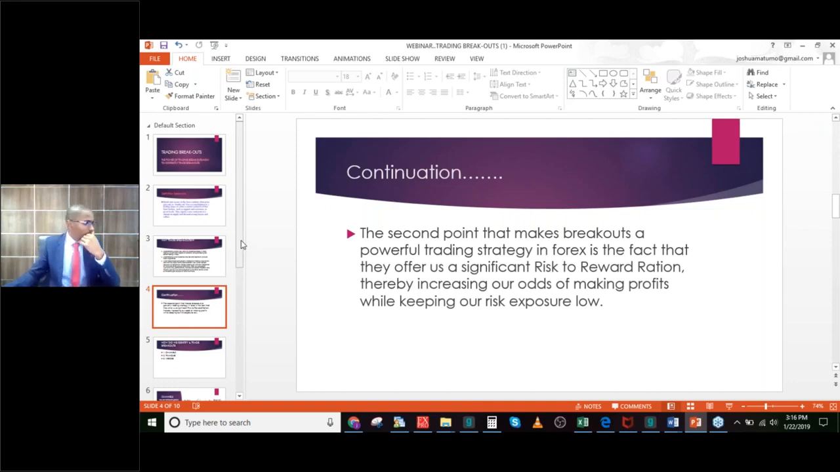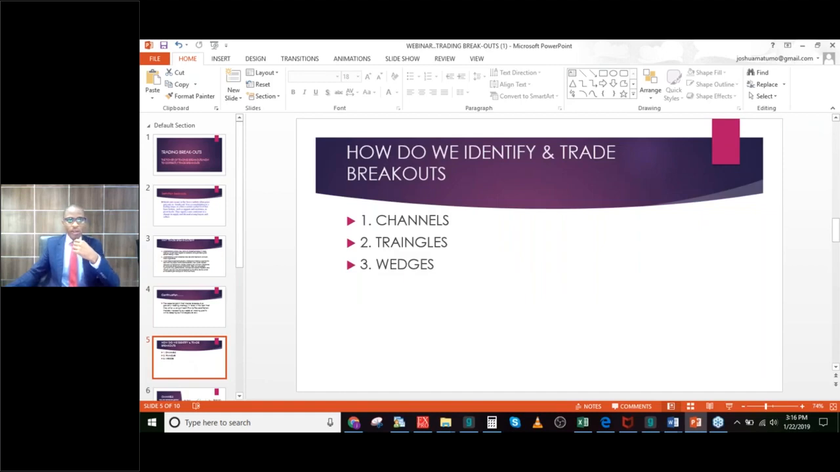Moving forward, we're going to be covering the various ways in which we identify and trade breakouts. One of the avenues that we'll be covering in today's webinar is channels. How do we trade breakouts within channels? How do breakouts appear or form within channels? How do we go about opening positions based on breakouts forming within a channel? Then, of course, we're also going to cover triangles, and we're going to cover wedges.